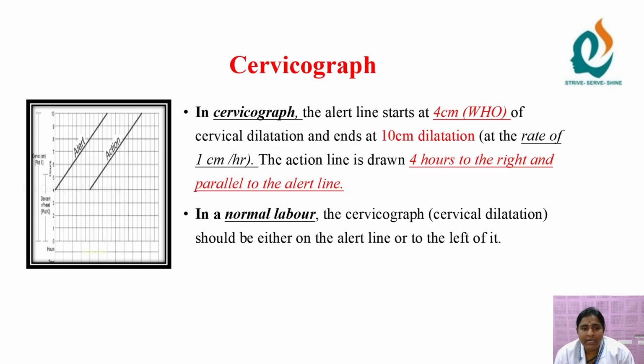If the cervicograph falls on the alert line or to the left of the alert line, the progress of labor is good and a normal vaginal delivery is expected. The action line is drawn 4 hours to the right of and parallel to the alert line. The word itself says action. If the cervicograph falls to the right of the alert line, at the action line, we have to take measures, whether to deliver normally, by induction or by cesarean; that decision is taken here. In a normal labor, the cervicograph should fall on the alert line or to its left.